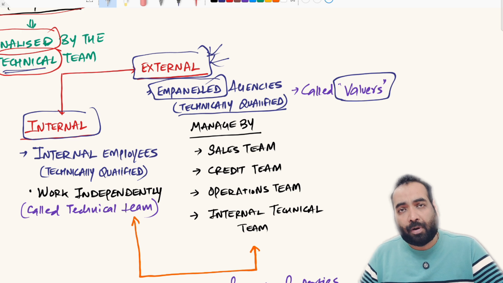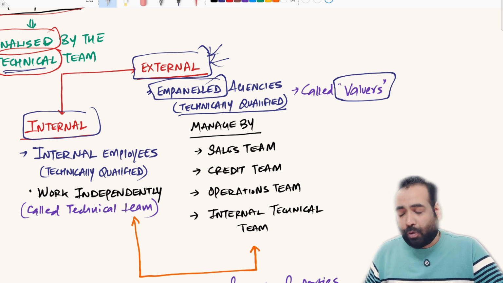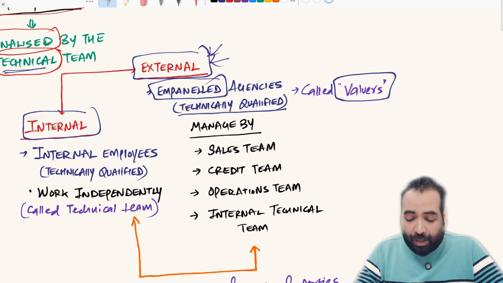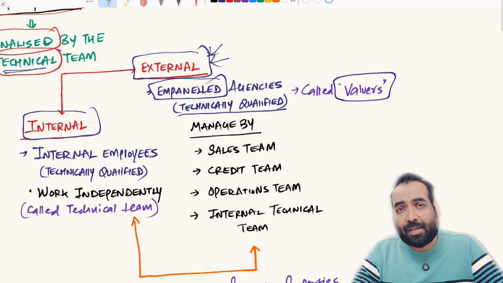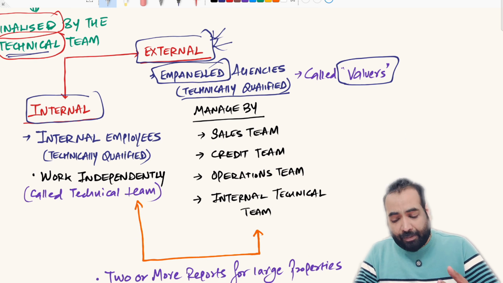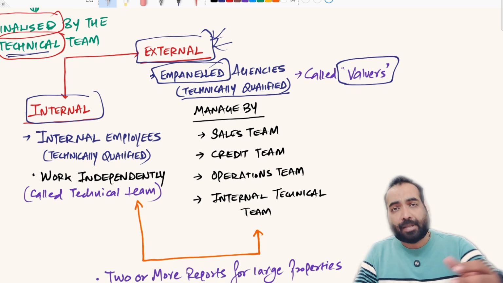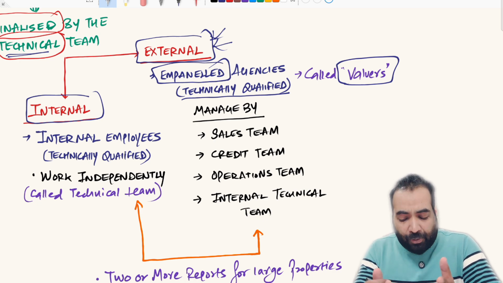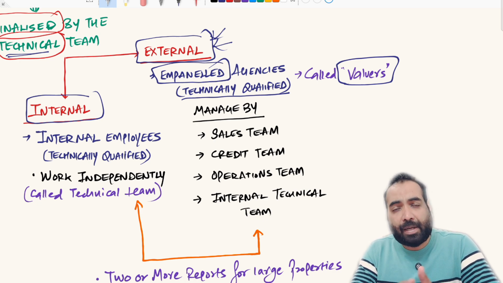Who actually manages their performance? Who assigns them tasks? Who pays them their respective fees? Who gets the report from them? Who analyzes the accuracy of their reports? So the management of the external agencies, the valuers, is divided across teams in some banks, and can be managed by different sets of internal teams. It all depends on the type of bank or NBFC, their internal policies, and their internal processes.